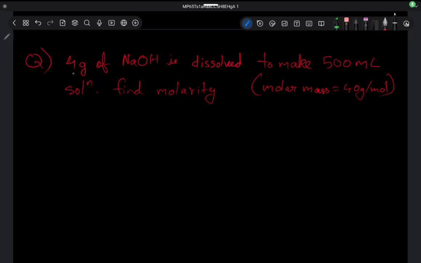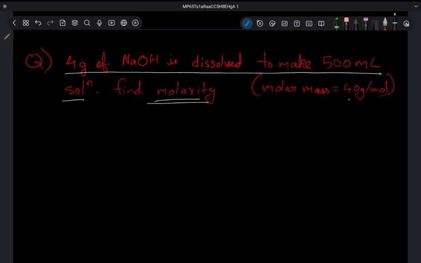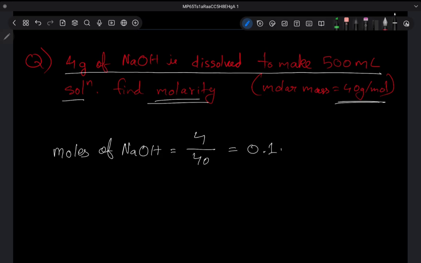On the topic of molarity: 4 gram of NaOH is dissolved to make 500 ml of solution. Find molarity. Here the molar mass is given, 40 gram per mole. So we have to find moles first. So moles of NaOH equals given mass, which is 4, divided by molar mass, which is 40. So moles of NaOH will be 0.11.